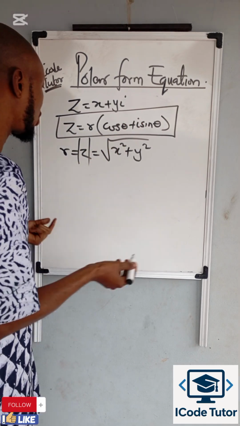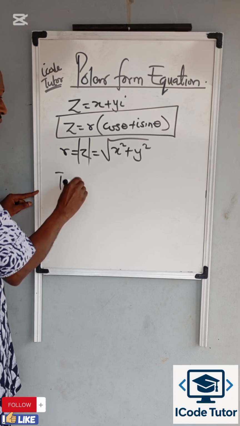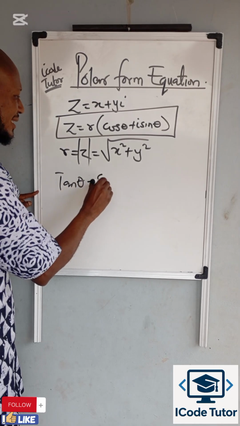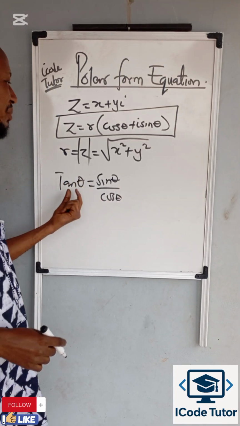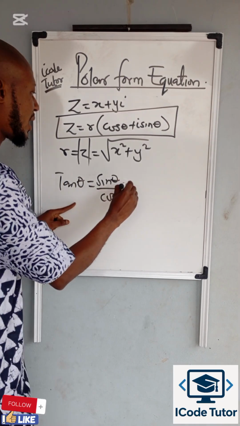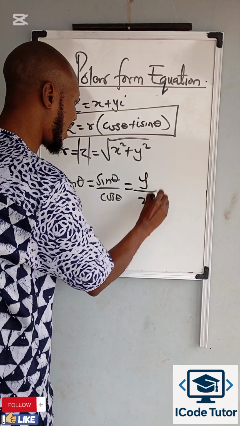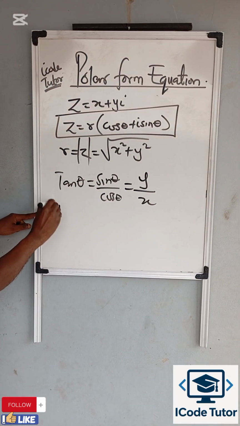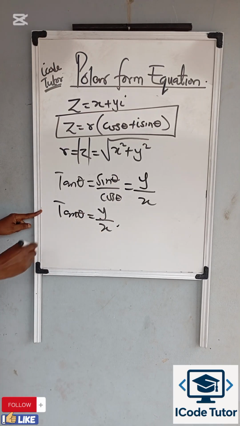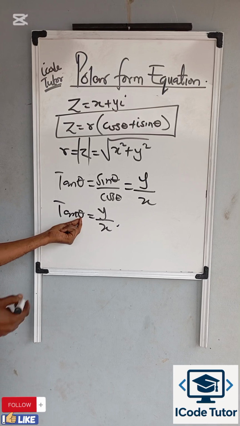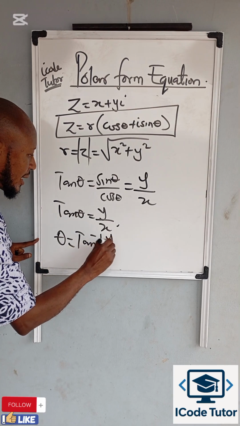As you know, from trigonometric ratio, we have tan theta equals sine theta over cos theta. That is, sine over cos is tan theta. Our sine is y, and our cos is x, so we have y over x. Now to find our angle, tan theta equals y over x. Since we need to find the value of theta, that means theta equals tan inverse of y over x.